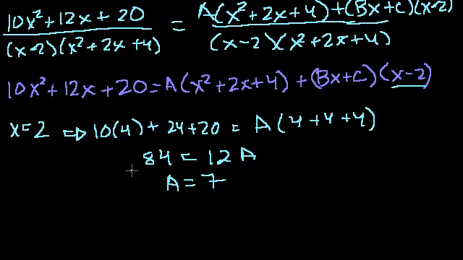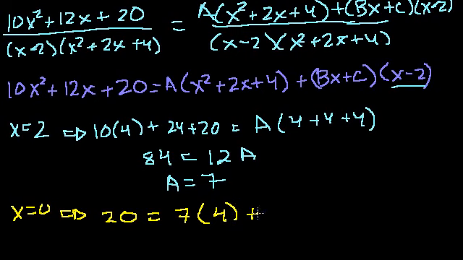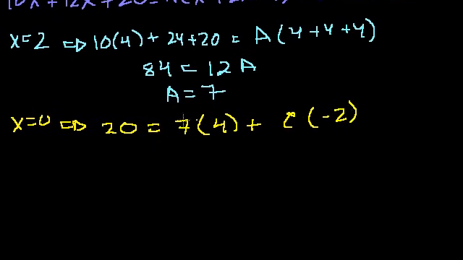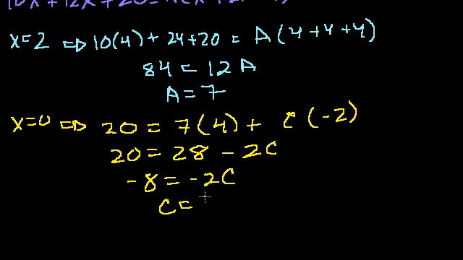We're making progress. We know what a is. Can we pick any other x values that will make the b disappear, or the c? Well, we can make the b disappear if we make x equal to 0. So let's try that out. If we make x equal to 0, then the left-hand side is just 20, which is equal to a, which is 7, times 0 plus 0 plus 4, so 7 times 4, plus bx plus c. The bx just disappears because b times 0 is 0. Plus c times 0 minus 2, c times minus 2. So we get 20 is equal to 28 minus 2c. Subtract 28 from both sides. Minus 8 is equal to minus 2c. c is equal to 4.